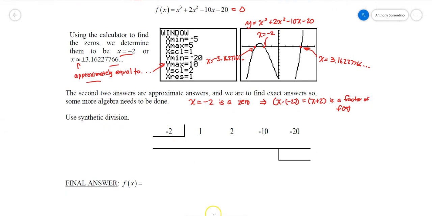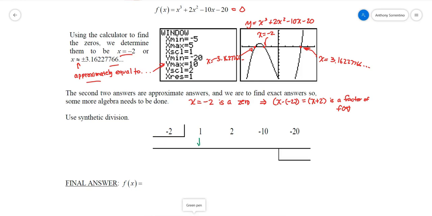So again, the synthetic division, I have it set up so, here's my coefficient of 1, which goes with the x cubed, the 2, which goes with the 2x squared, the -10 goes with the -10x, the -20 that goes with the -20. And of course, in synthetic division, I use the 0, not the factor, so that is a -2. So I do the synthetic division.